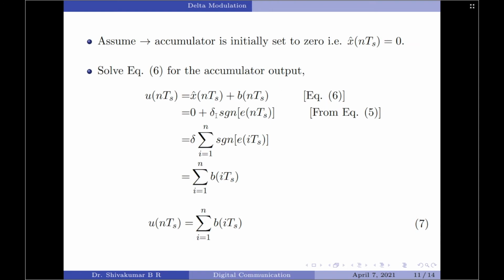Now I can write delta into sign of e of nTs as delta into summation i varying from 1 to n sign of e of iTs. Now this I can write also as summation i varying from 1 to n b of iTs. Therefore, by looking into equation 7, we can conclude that at each sampling instant, the accumulator increments the approximation to the input signal by a value plus or minus delta depending on the binary output of the modulator. Please note, this is the binary output of the modulator.